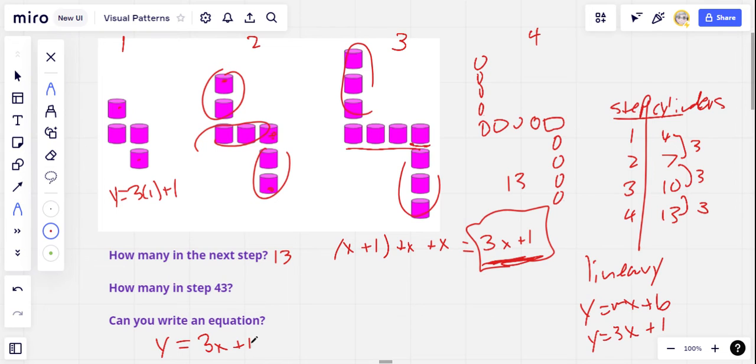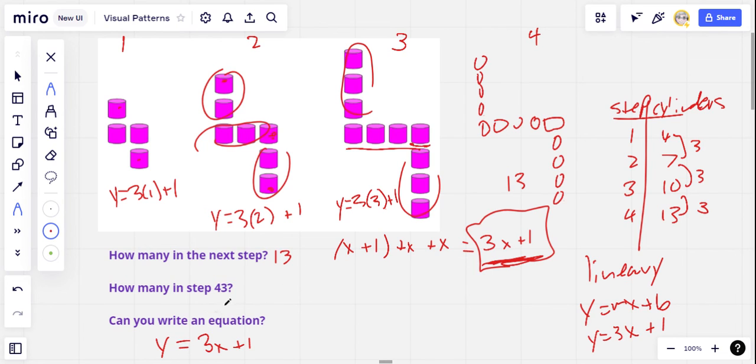Let's double check this. Let's test it. Let's try it with step number 2. So in step number 2, y equals 3 times step 2 plus 1. That's 6 plus 1 is 7. Yeah, that's what we got in step 2. How about step 3? So y equals 3 times step 3 plus 1. 3 times 3 is 9 plus 1 is 10. Yeah, that's how many we've got there as well. So all of this is working out. It works out with step 4 too. You can calculate that on your own if you want to verify that.